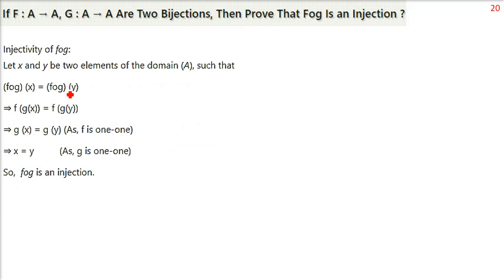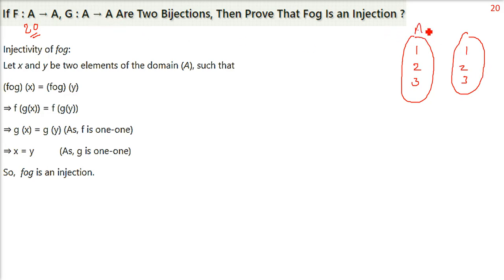Now we have question number 20. So if f is from A to A, g is from A to A, these are two bijections, then prove that fog is an injection and fog is a surjection. So let us take the injectivity first, that is we have to prove 1 to 1. These are two sets, and since it is A to A, the elements remain the same. If it is 1 to 3, it is 1 to 3 here. If it is ABC, it will be ABC here. So these are two bijections.